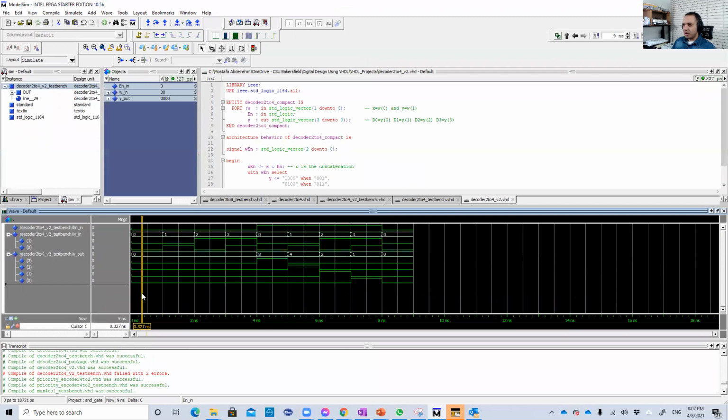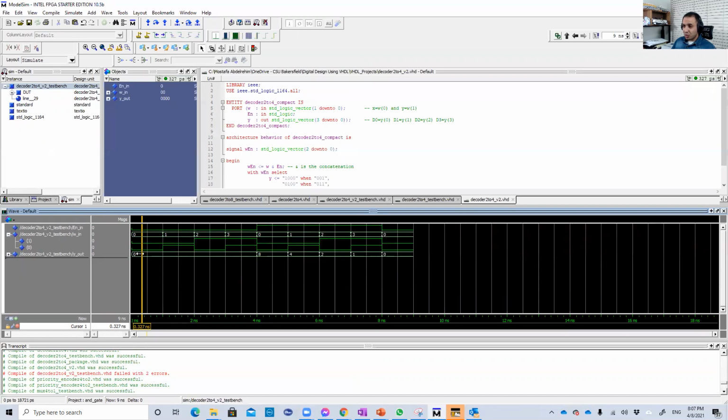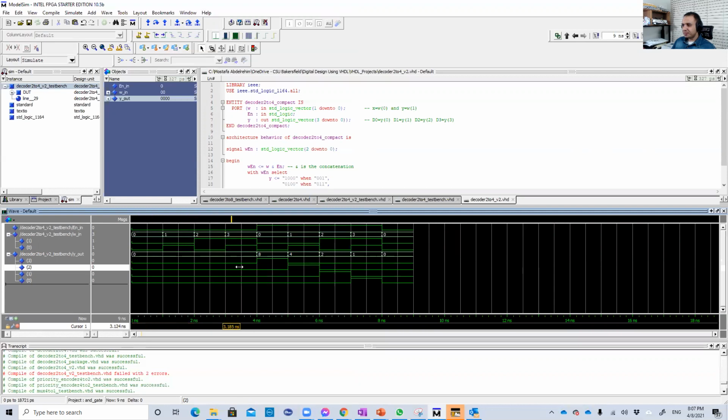So let's look at this. Whenever the enable, for the first 4 nanoseconds, is 0, the output is 0 and it doesn't change. If you compact it again, look, it's 0 and it doesn't change at all. And if we look at the signals, all the signals are zeros. Now look here, the enable becomes 1. The input W is 0, which is basically X is 0 and Y is 0. So the output is 8. 8 means here that D0 is 1 and then you have 3 zeros, because I ordered them in that way.